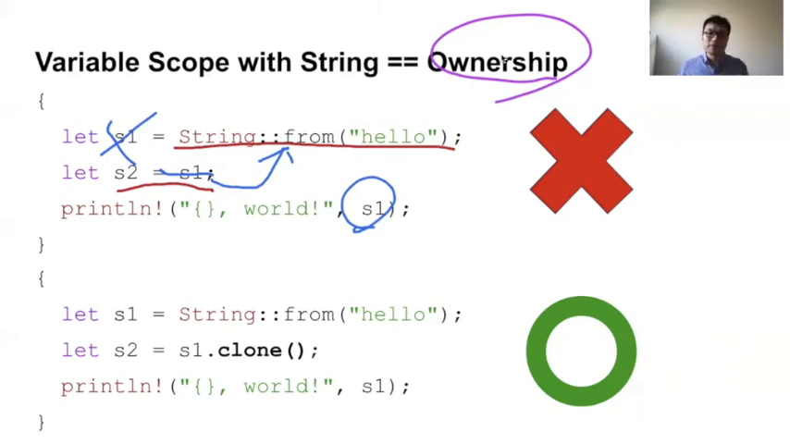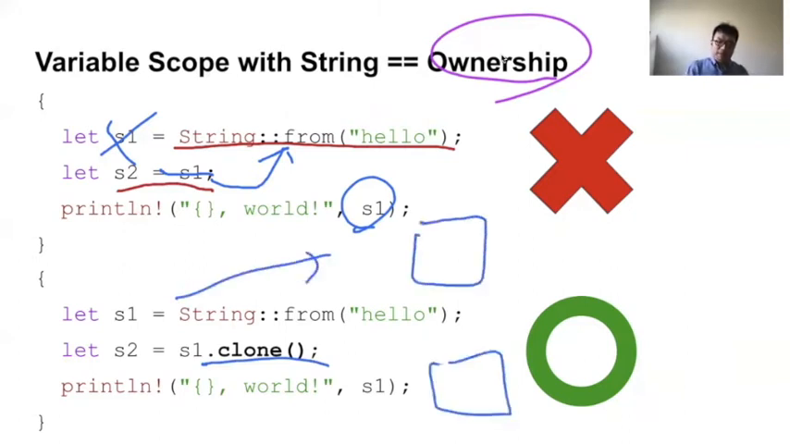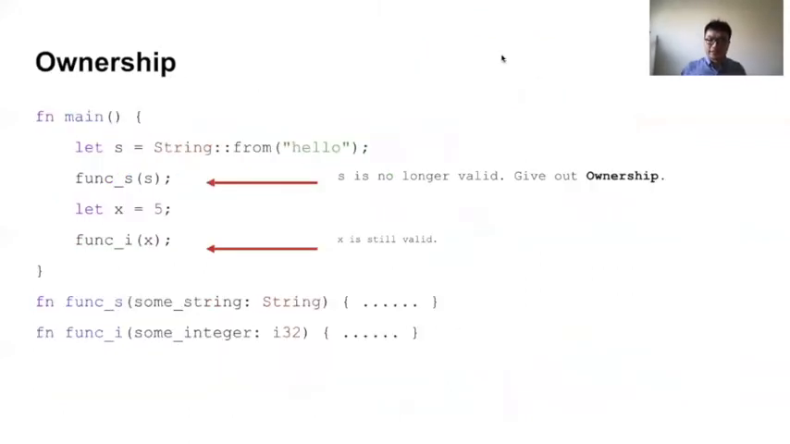If you want to keep S1's ownership, what we should do is a clone. When we do a clone, we take the data S1 has, copy it, and make S2 point to the copy. So S1 does not give out the ownership. You just get another copy of the data on the heap, allocating memory on the heap again for the same data. In this case, you can still keep S1 without any issues. Okay, so this is a very important concept in Rust. It's about ownership. So let's look at this example.